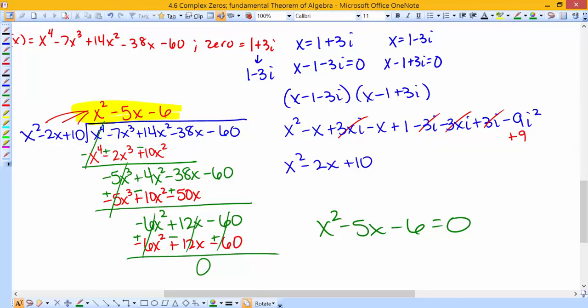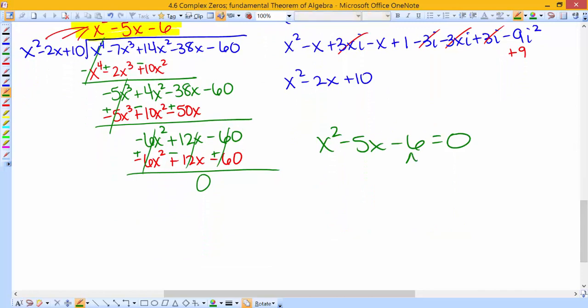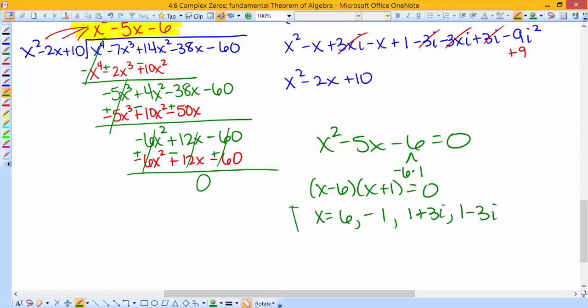So I need to recognize that I can factor this. What multiplies to negative 6, that adds to negative 5. So I have negative 6 times positive 1. That will give me negative 6. And when I add those, it will give me negative 5. So x minus 6 and x plus 1 equals 0. Zero product property, so x equals positive 6 and negative 1. And then my other two solutions from the beginning, 1 plus 3i and 1 minus 3i. So there's all of my solutions, all four of them, real and imaginary.